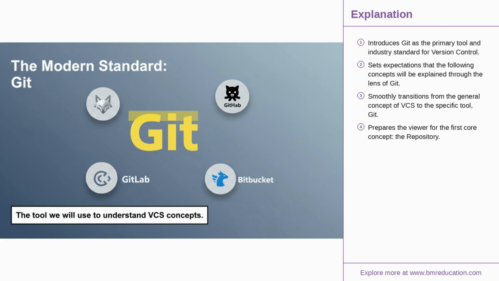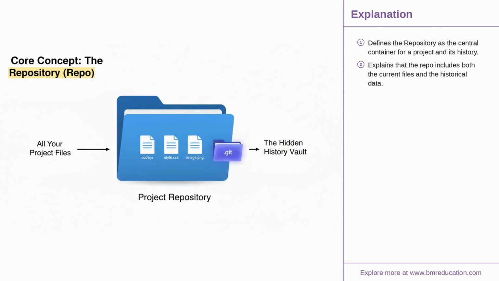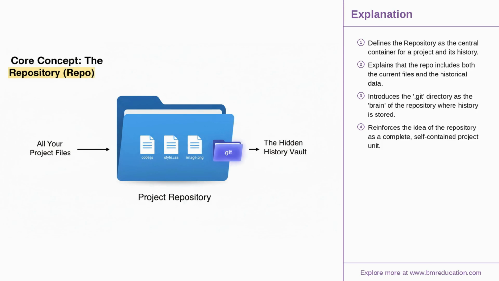The first concept we need to grasp is the repository, or repo for short. The repository is the heart of your project in Git. It's essentially a dedicated folder that contains all your project files, code, images, documents, and, most importantly, a hidden subfolder that stores the entire history of every change ever made. This self-contained vault is your single source of truth.